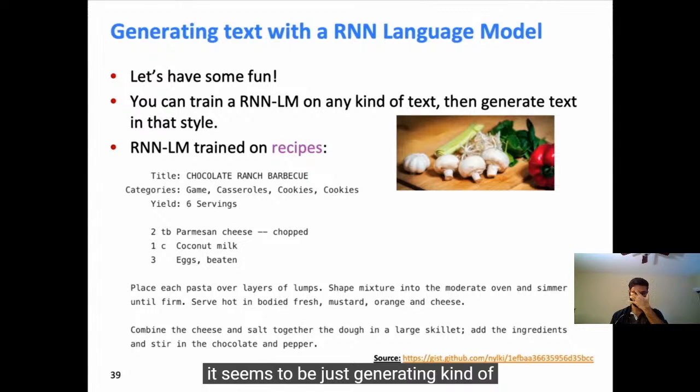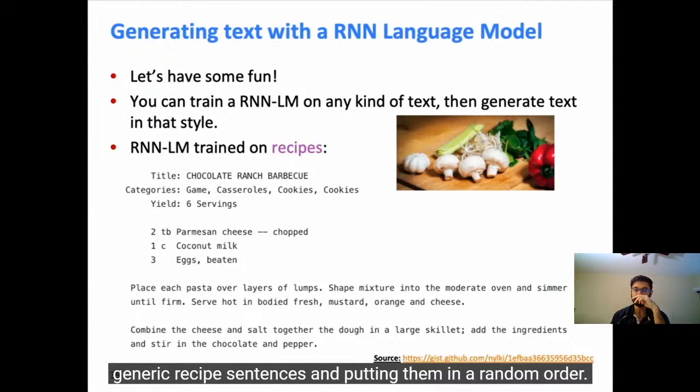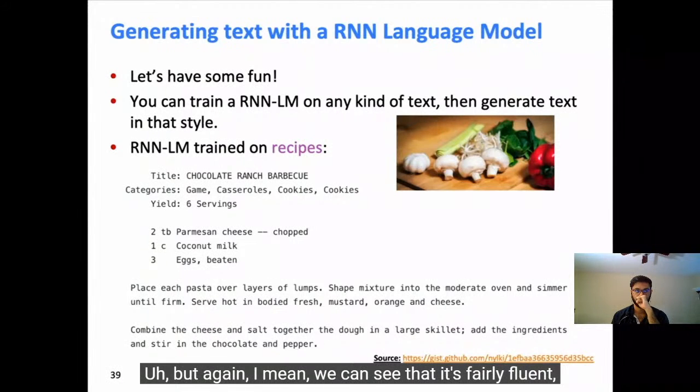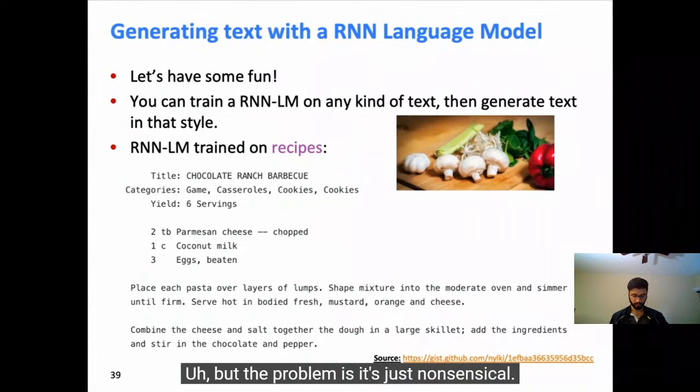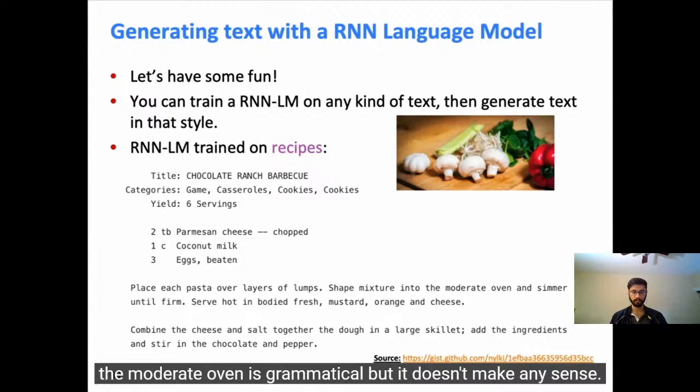It seems to be just generating kind of generic recipe sentences and putting them in a random order. But again, we can see that it's fairly fluent, it's grammatically right, it kind of sounds like a recipe, but the problem is that it's just nonsensical. Like, for example, shape mixture into the moderate oven is grammatical, but it doesn't make any sense.